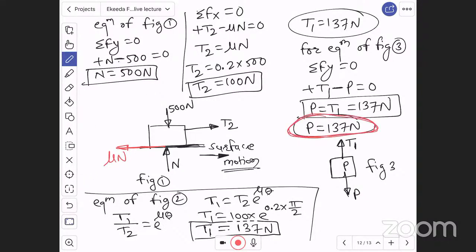And they will ask you for fill in the blanks, and in fill in the blanks, you have to type 137. If it is in Newton, you have to type 137. Okay.